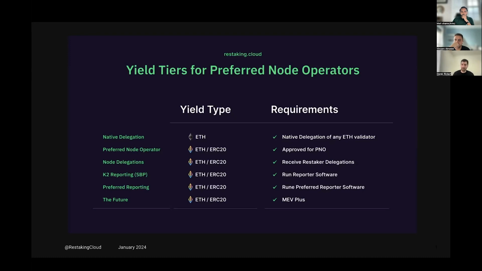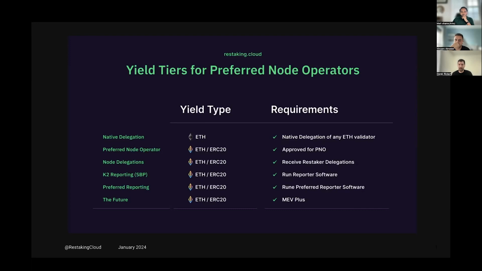Now, they can take that step up, and they can be approved as a preferred node operator. This starts off as something where we'll be looking at getting the first few in, but after that, this can become more of a DAO operation. If a node operator meets certain specifications, they can come in as a preferred node operator.